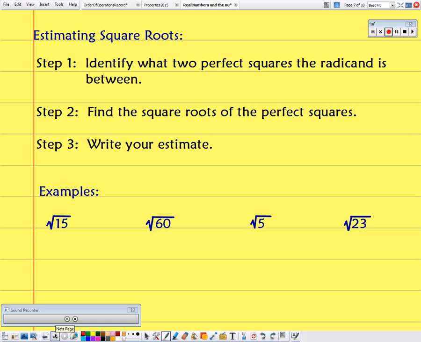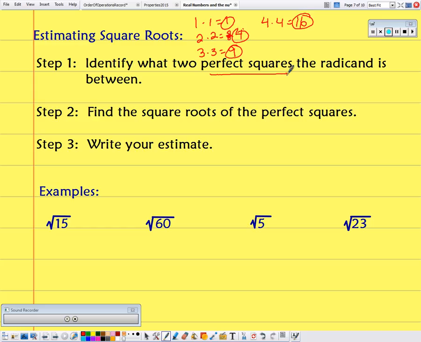All right, estimating square roots. Your steps for estimating square roots. Think about the square roots. What are the perfect squares that we have? What is a perfect square? Remember, to square something means to multiply it by itself. So, for example, 1 times 1 is 1. 2 times 2 is 4. 3 times 3 is 9. 4 times 4 is 16. These numbers, 1, 4, 9, 16, are all called perfect squares.